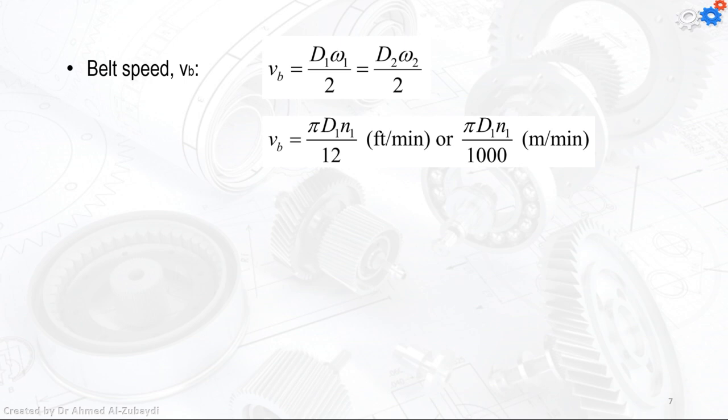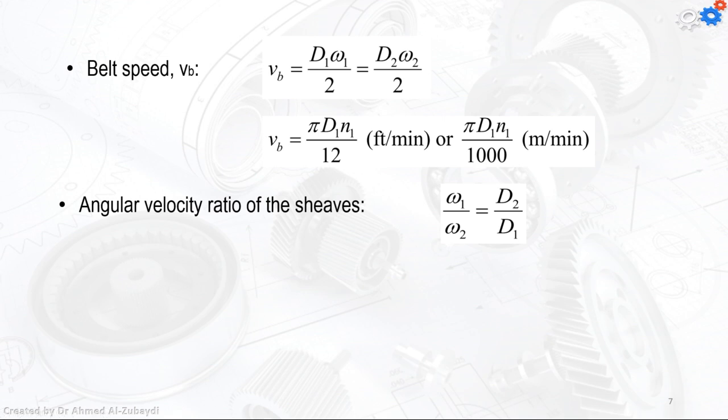We can calculate the belt speed, or Vb, by using the equation that Vb is equal to d1 omega 1 divided by 2, and this will be equal to d2 omega 2 divided by 2. Also, we can change omega to RPM, so it is pi multiplied by the diameter multiplied by the RPM divided by 12. That's in the case of feet per minute. If I divide by 1000 and have the diameter in millimeters instead of inches, I'm going to have Vb given in meters per minute.